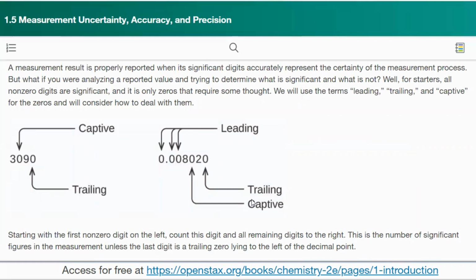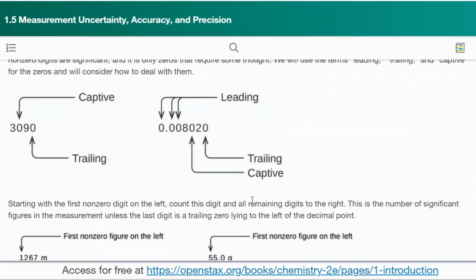Starting with the first non-zero digit on the left, count this digit and all remaining digits to the right. This is the number of significant figures in the measurement, unless the last digit is a trailing zero lying to the left of the decimal point. I don't think they worded that as nicely.